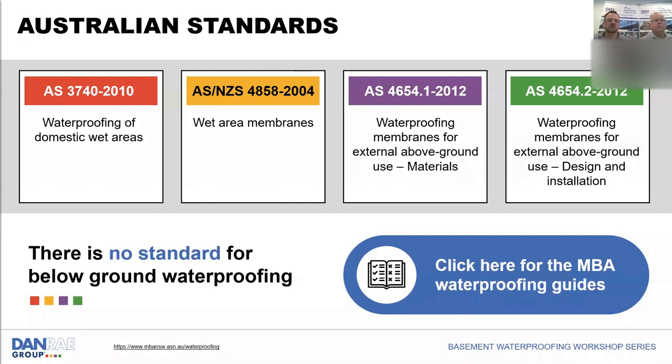So the Australian standard. With below ground waterproofing, there isn't actually an Australian standard for below ground. The Australian standards that exist in waterproofing to date are for internal wet areas and external above ground. Where you can get some guidelines on below ground waterproofing is from the MBA waterproofing guides. If you want to inquire about where to get those, we can send you the link to the website as well.